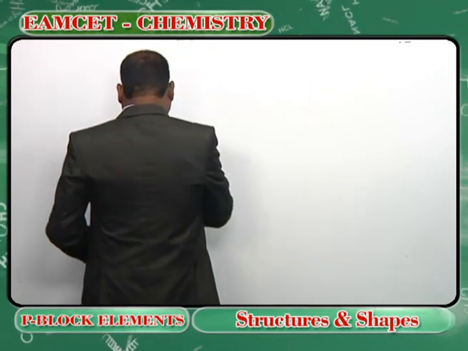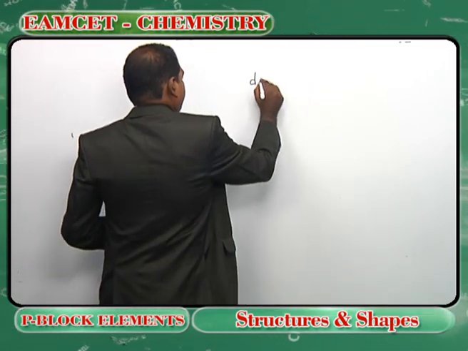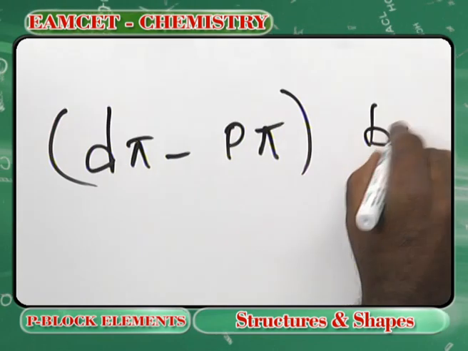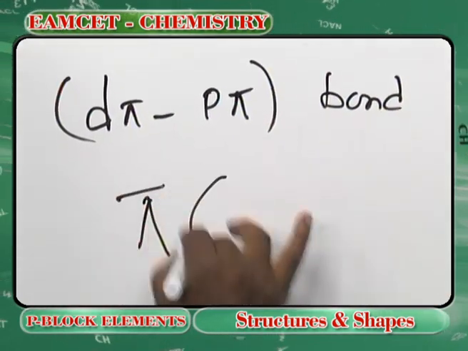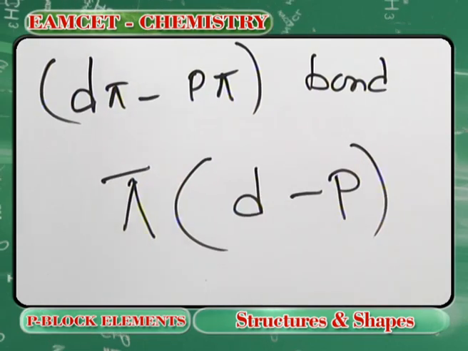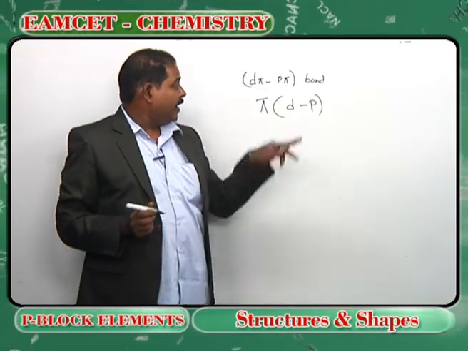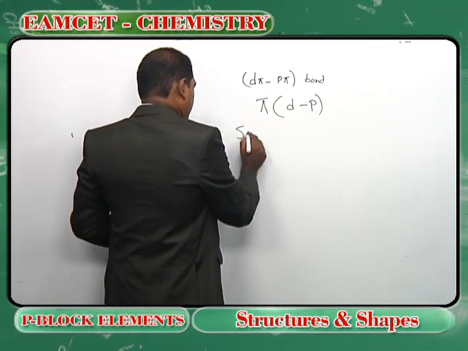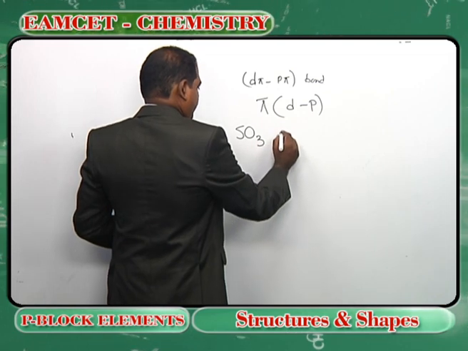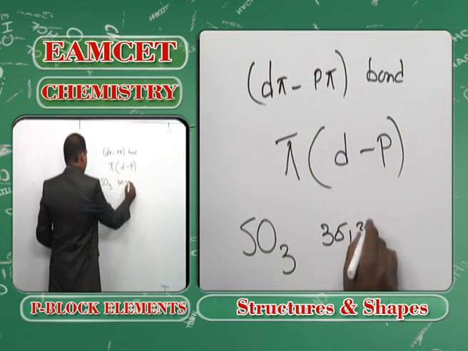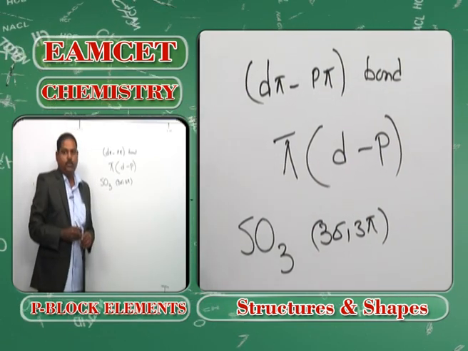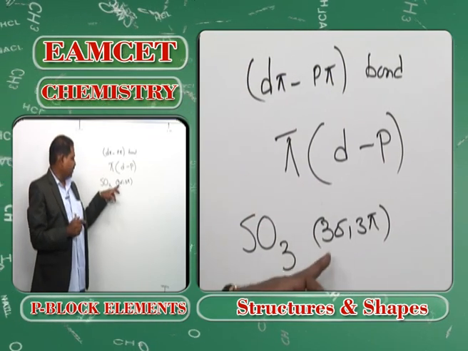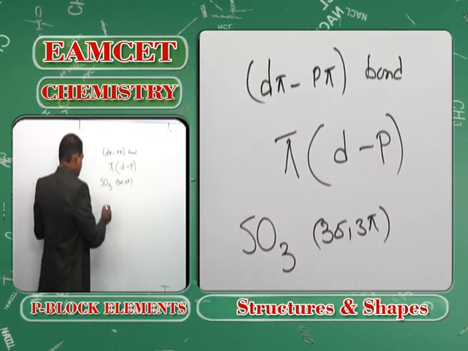And there is one concept called d pi p pi bonds. Very simple concept, d pi p pi bonds. A pi bond in which d and p are involved, the d orbital of the central atom and the p orbital are involved, d pi p pi. For example, what is it we already knew about SO3? SO3 has 3 sigma bonds and 3 pi bonds. If you go back to the structure part, S double bond O, double bond O, double bond O, 3 sigma, 3 pi. So, sulfur is in all forming 6 bonds.